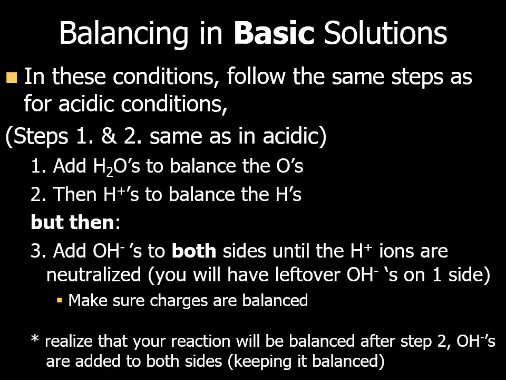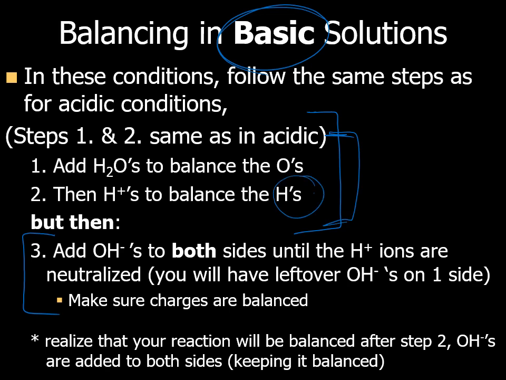All right, under basic conditions, it is the same idea, but these same steps are the same as what happened under acidic conditions, but there's going to be one extra step. We are going to put in hydroxides in order to neutralize the hydrogen ions that would have been okay if we're under acidic conditions, but we're talking about basic conditions. So we're going to go through the same steps, which will probably give us some hydrogen ions that are there. And remember, these are positively charged hydrogen ions. But since it is basic, we are going to neutralize those using OH.